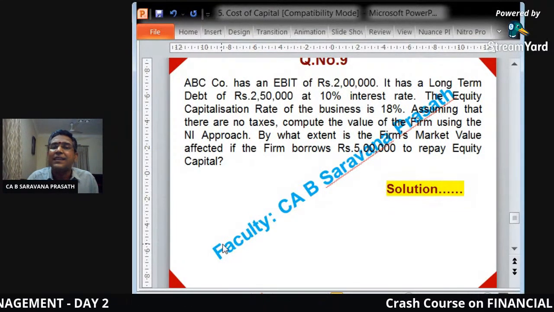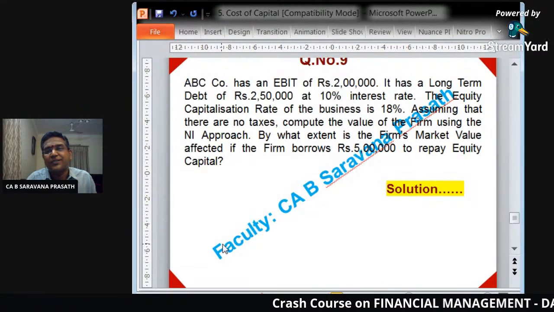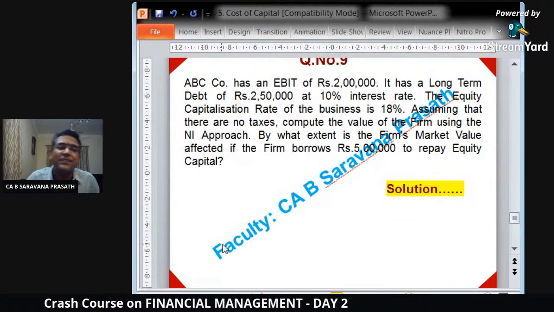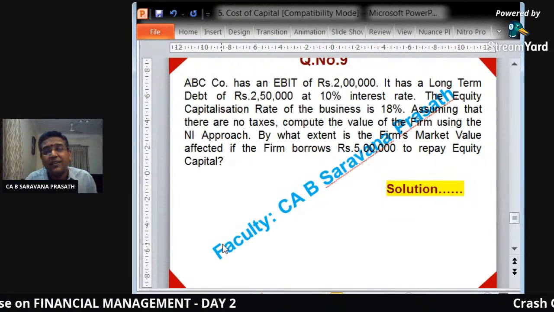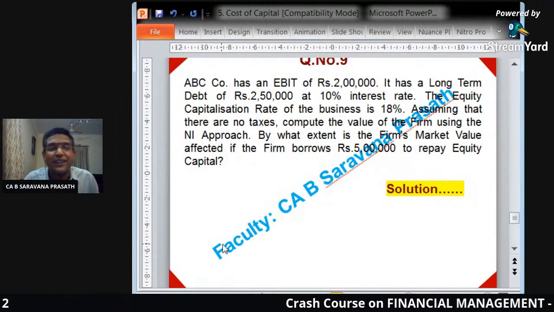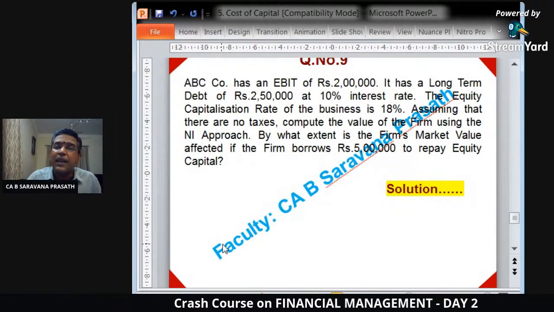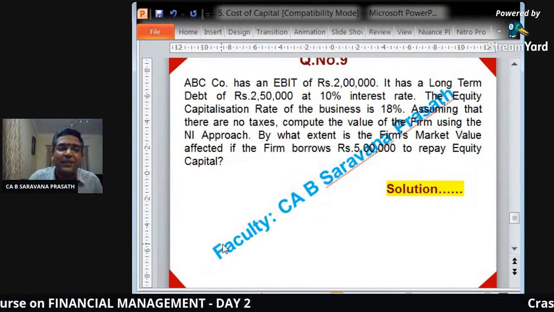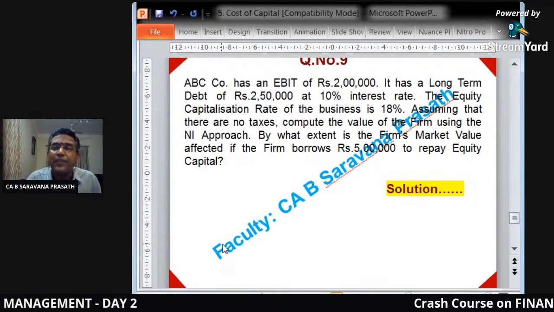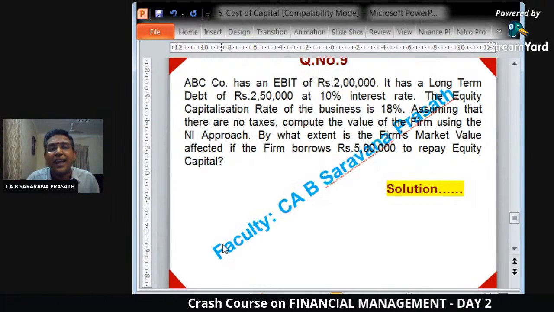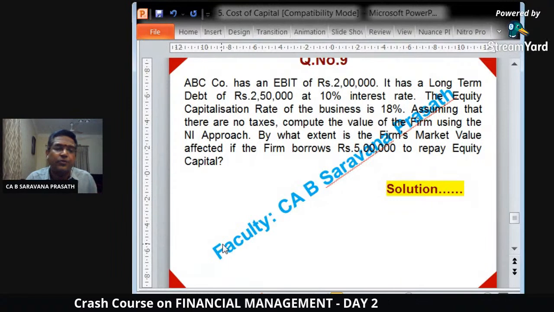A company has an EBIT of 2 lakh rupees. It has a long-term debt of 2,50,000 at 10% interest rate. EBIT is 2 lakh, long-term loan is 2,50,000 at 10% interest rate. The equity capitalization rate of the business is 18%. Equity capitalization rate is nothing but KE. Assuming that there are no taxes, compute the value of the firm using NI, net income approach.